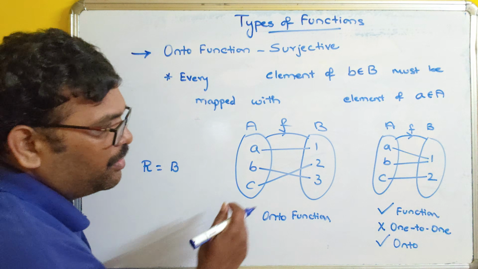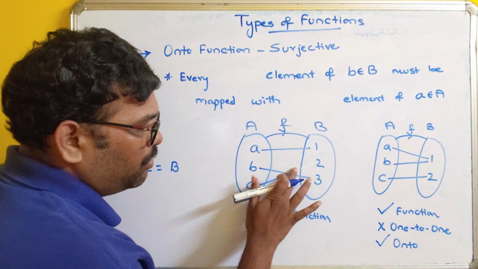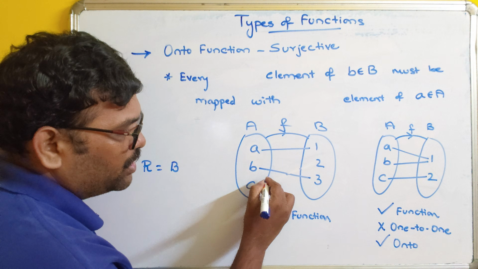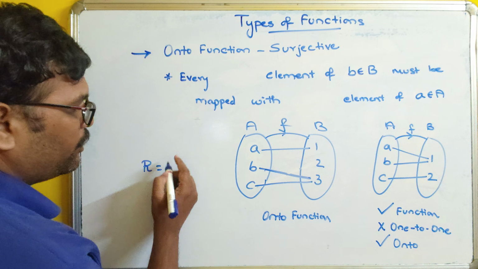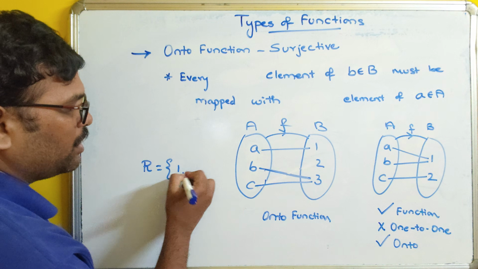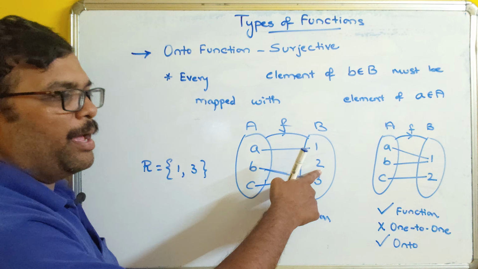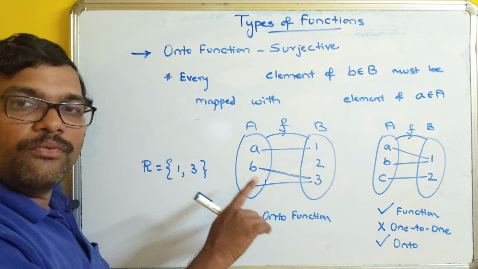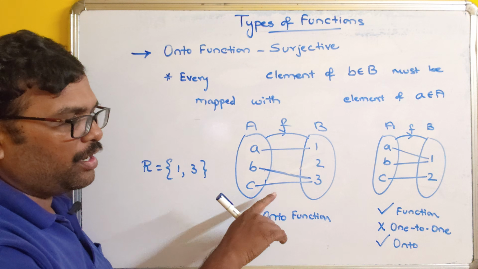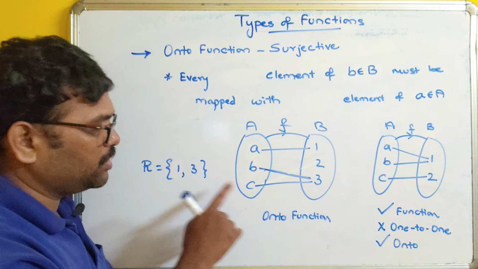So what we are saying, for example, if there is no mapping towards this one and only this one, what's the range of this function? We are saying only 1, 3, because there is no mapping for 2. This is a valid function, but it is not a one-to-one function. Okay, and it's also not an onto function.